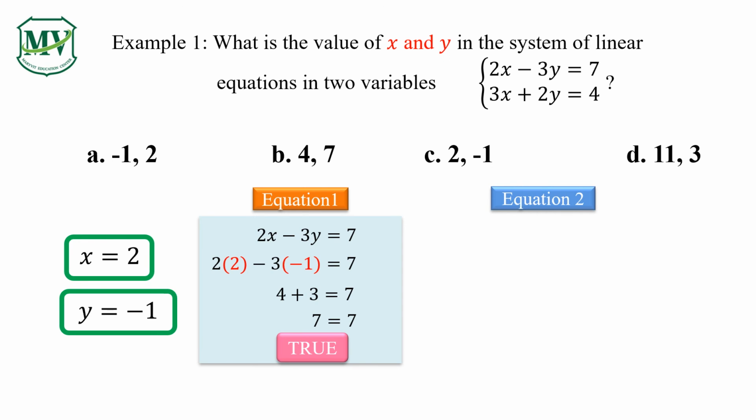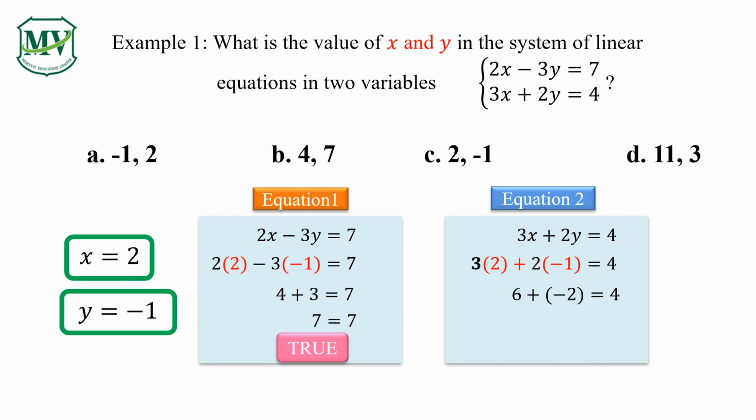For equation number 2, 3x plus 2y is equal to 4. Replace x and y by 2 and negative 1. 3 times 2 is equal to 6. 2 times negative 1 is equal to negative 2. 6 plus negative 2 is equal to 4. 4 is equal to 4. That means the value of x and y is true to equation number 2.